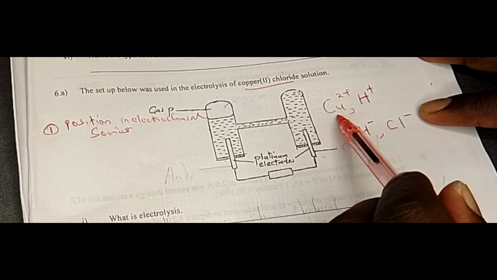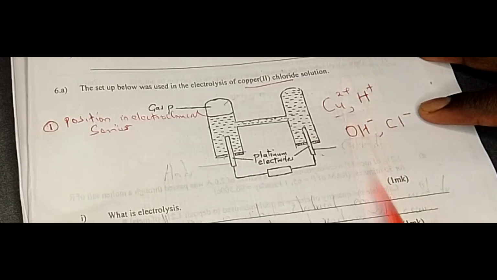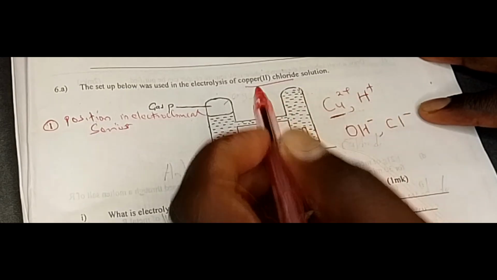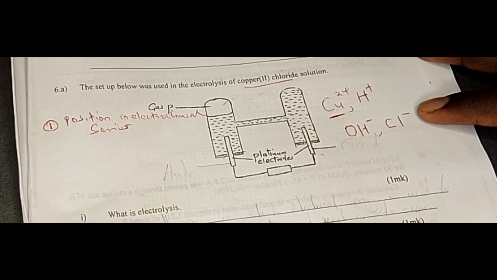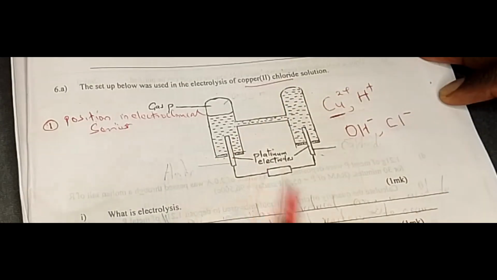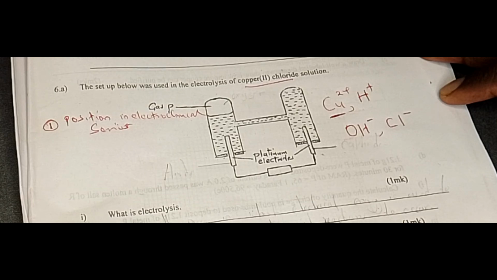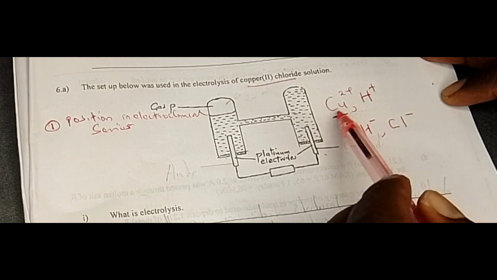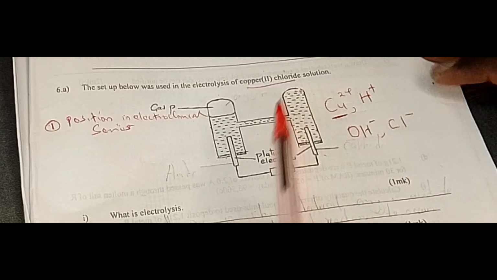If you look at these two cations, the copper 2 ions and hydrogen ions, and their positions in the electrochemical series, you realize that copper 2 ions are below hydrogen ions. So copper 2 ions are going to be preferentially discharged and not hydrogen ions. So at the cathode we are going to have copper metal being deposited there, because copper 2 ions are below hydrogen in the electrochemical series.